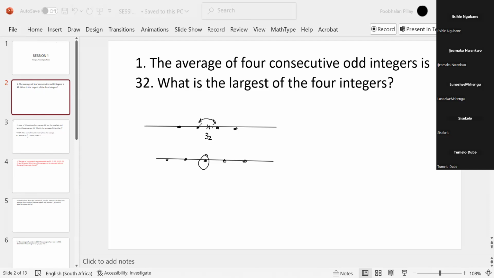And these two numbers are separated by 2 units, right? So this has to be 31, and this has to be 33, because this is the average of these two, and the distance between them is 2. So if this is 33, the largest is 35. See? You can see the answer very quickly if you understand the geometry of this.